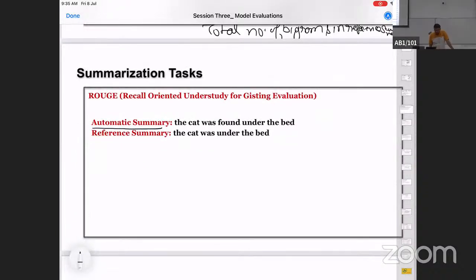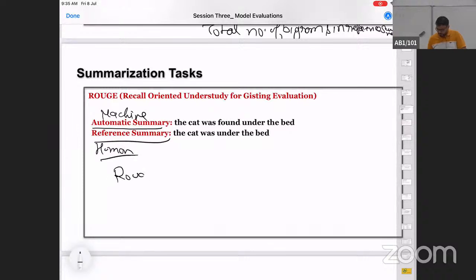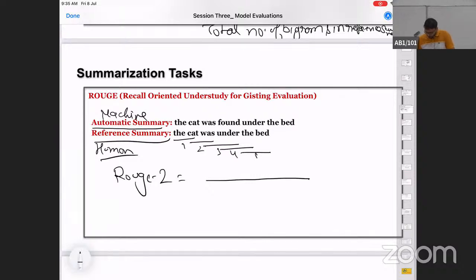So this automatic summary means the summary generated from the machine. Reference summary means the summary generated by the human. What do you think will be the ROUGE-2 score? How many bigrams are there in the reference summary? So in the denominator, what is going to come? The number of bigrams in the reference summary. Right? How many bigrams are there? This is 1, 2, 3, 4, 5. So at least in the denominator, we are going to have 5.